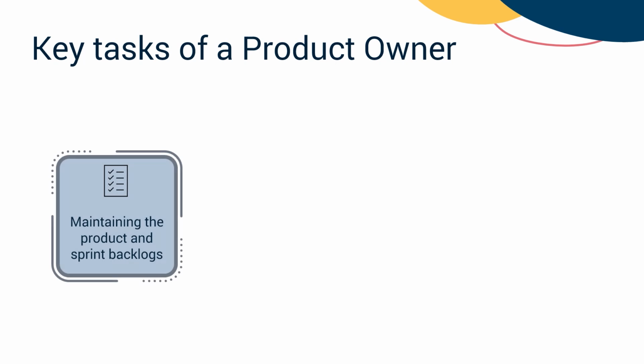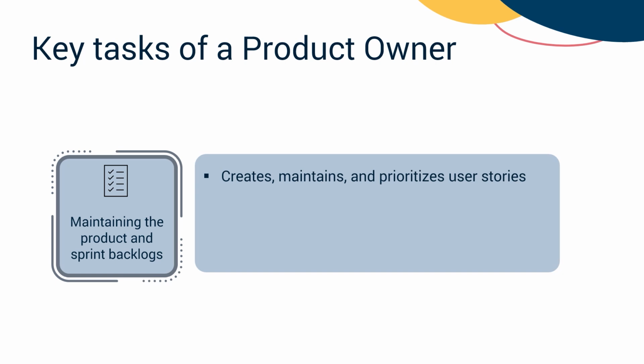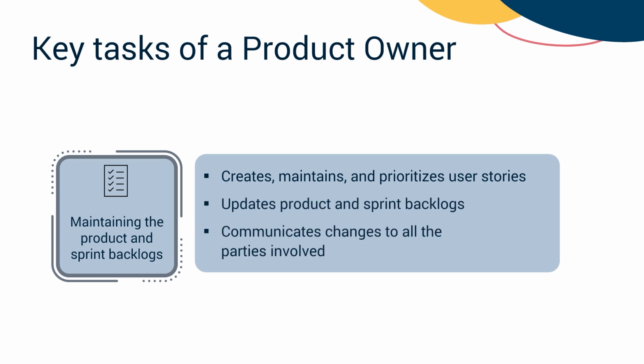Another key task is maintaining the product and sprint backlogs. The product owner facilitates creating, maintaining, and prioritizing user stories during sprint planning and backlog refinement meetings. They ensure the backlogs reflect the latest information and update them as needed. Communication is key, as the product owner keeps stakeholders, end users, and the Scrum team informed of any changes.